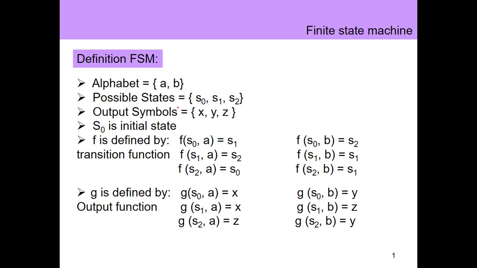So a finite state machine has the following definitions. We have an input alphabet, in this situation A, B. We have possible states, S0, S1, S2. We have output symbols X, Y, and Z. There is an initial state given, and we have a function. And now we need, in fact, two functions. One function to tell us from what state we go, if we get a symbol, to what other state, and one function which defines the output when we have that specific transition.